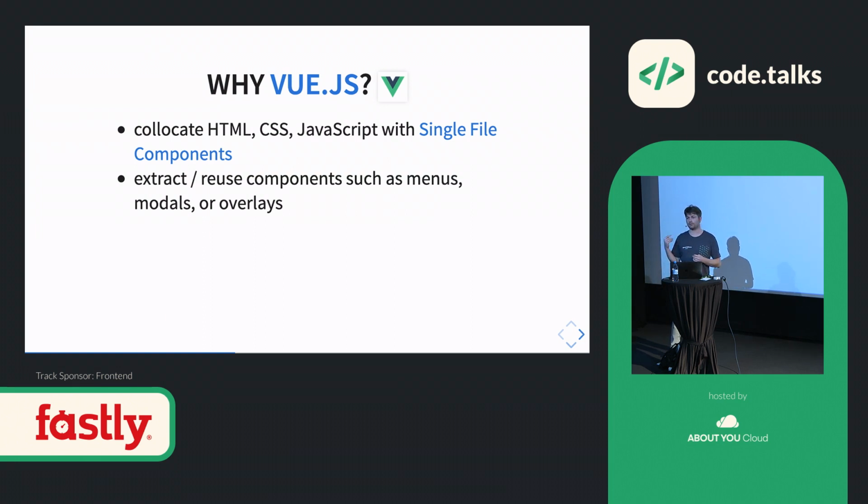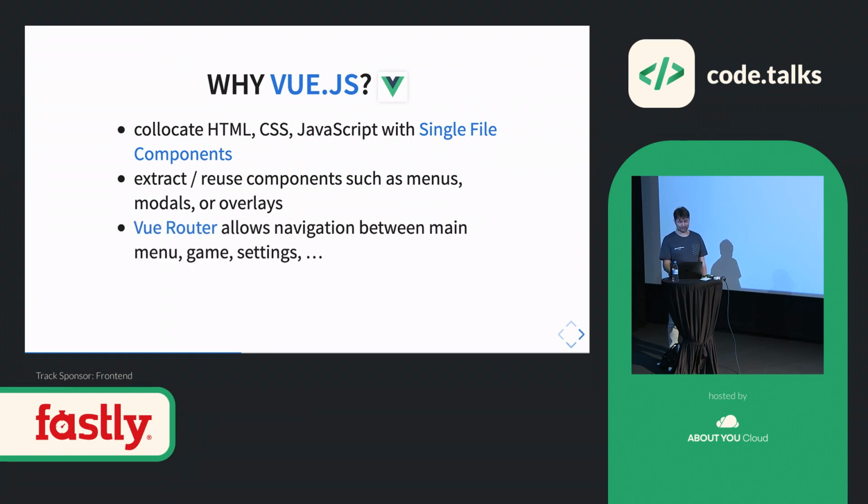For example, you may have menus, or you may have overlays in your game that you can use at different places. That works with JavaScript classes as well, but it's surprising how difficult it seems for people to accept that classes can be reused. So Vue forces you more into that. Also, it has a Vue router, which allows you to have different pages that you can navigate on, let's say the main menu and maybe the settings page and so on, and it handles passing parameters to the different routes.